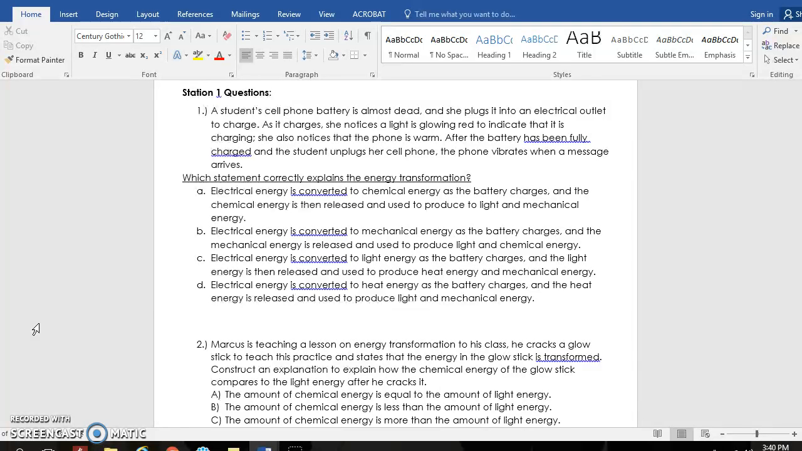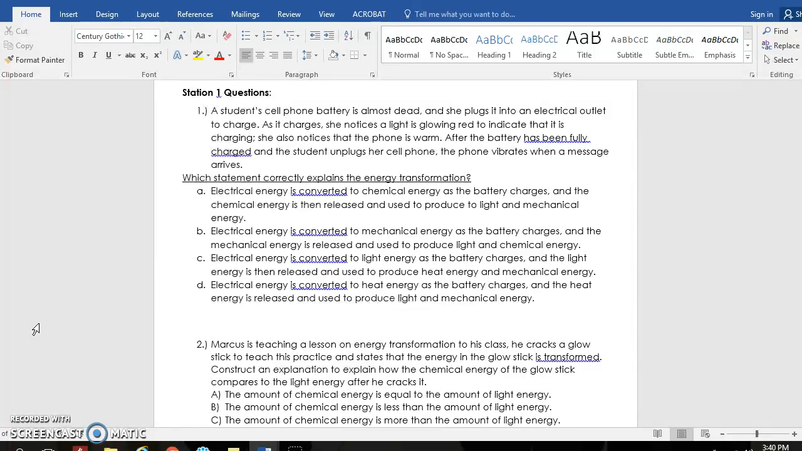Okay, so think about each step of the way. They plug the phone in, that's electrical. Charging a battery, chemical. She sees a light that's glowing. Well, that's light energy, radiant energy. And then the phone vibrates or moves, right? You feel it vibrating, and that's mechanical, okay? Energy of motion.